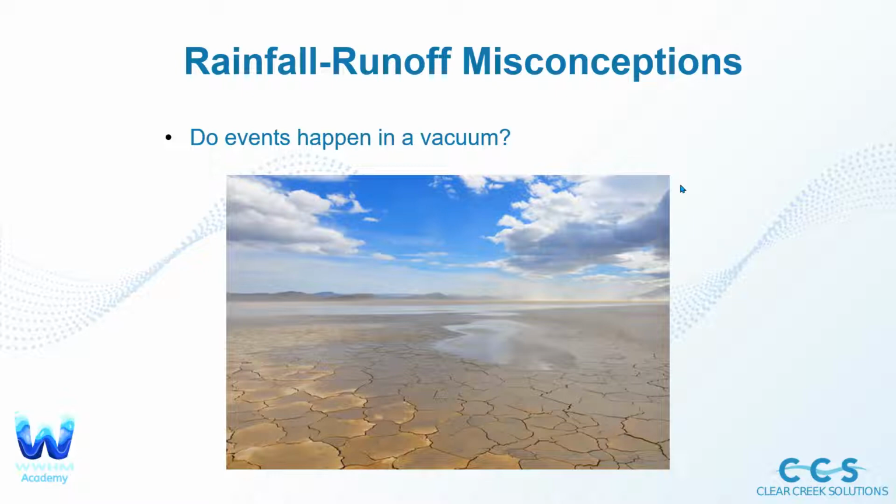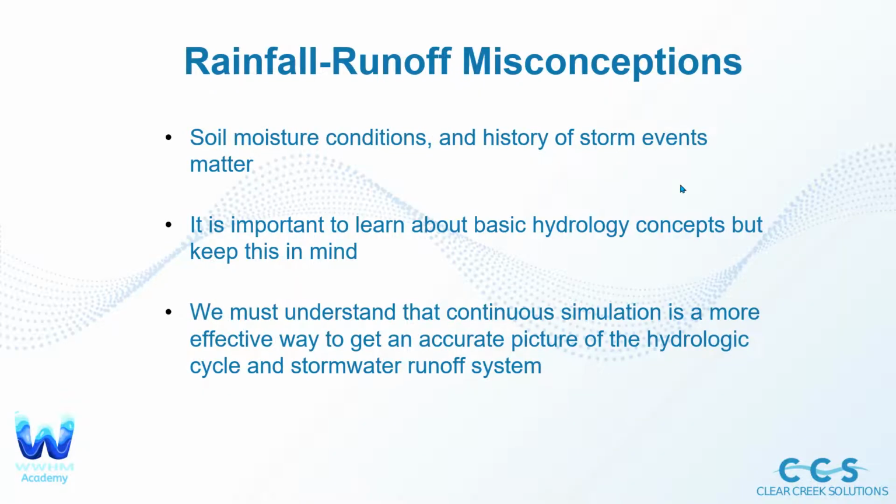So what has happened previously in the stormwater system and the soil conditions before the stormwater event is incredibly important and feeds directly into how much runoff we're getting. So it doesn't just matter how much rainfall we're getting on the site. Previous historic conditions play a huge role in how much runoff we're going to be getting from the system, and also back-to-back storm events are going to dictate that as well. So soil moisture conditions and history of storm events matter when we're looking at runoff.